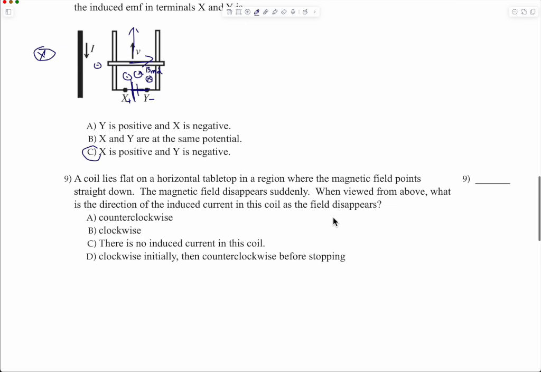All right. Number 9, a coil lies flat on a horizontal tabletop, in a region where the magnetic field points straight down. The magnetic field disappears suddenly when viewed from above. What is the direction of the induced current in this coil?